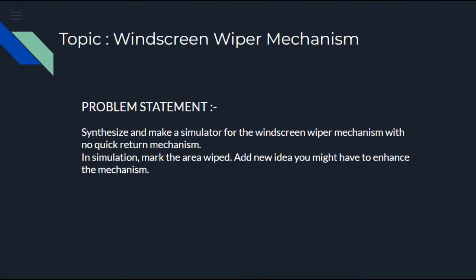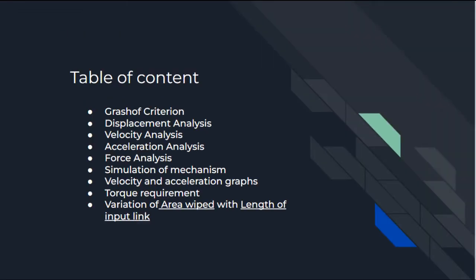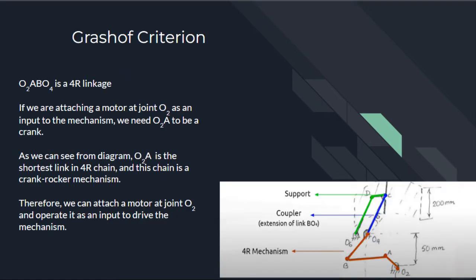The problem statement is to synthesize and make a simulator for the windscreen wiper mechanism. The contents that will be discussed in this video are as follows: Grashof criterion, displacement analysis, velocity analysis, acceleration analysis, force analysis, simulation of the mechanism, velocity and acceleration graphs, torque requirement, and variation of area wiped with length of input link. So first off, the Grashof criterion.